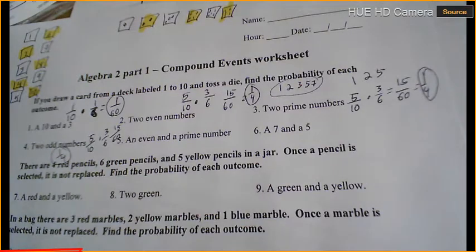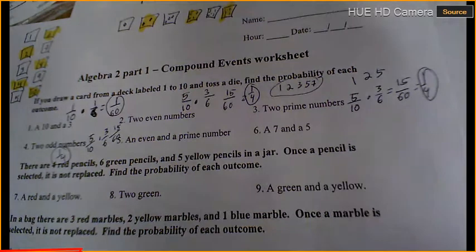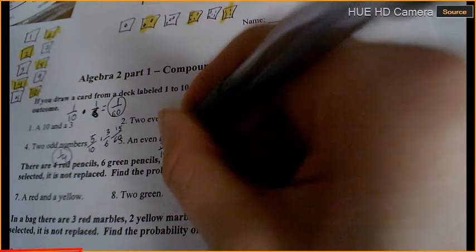An even number and a prime number. So I've got 5 out of 10 for the first one. And how many are prime? 3. So again, it's 3 out of 6. So again, it's 1/4.